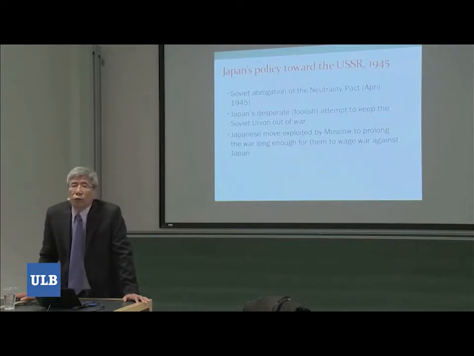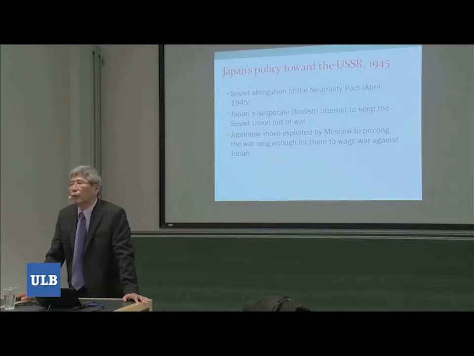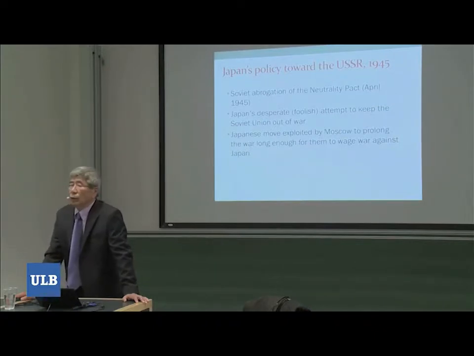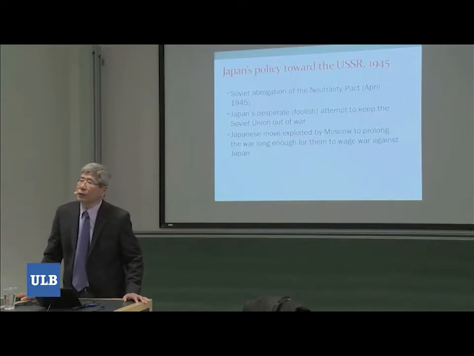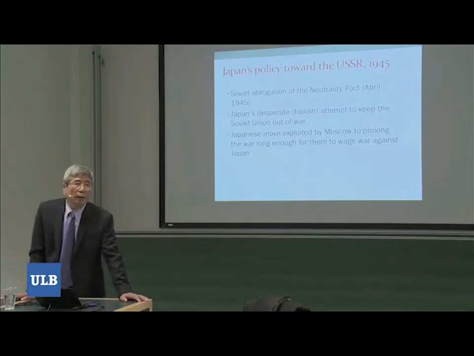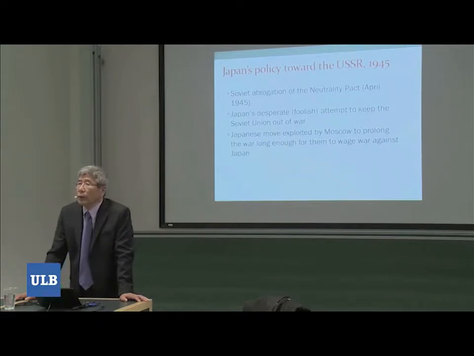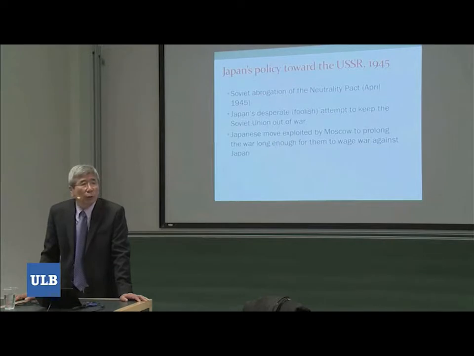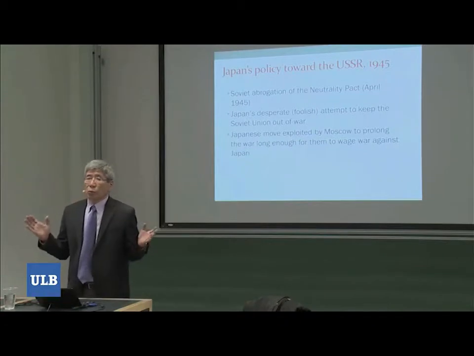I'm going to talk in more detail about this foolish Japanese move. First, the former Prime Minister and former Foreign Minister Hirota approached Soviet Ambassador Malik and sounded out the possibility of renewing the Neutrality Pact. That went nowhere. And then later on, the Japanese government decided to formally request Moscow's mediation to terminate the war. And all those moves were exploited by Stalin to prolong the war.